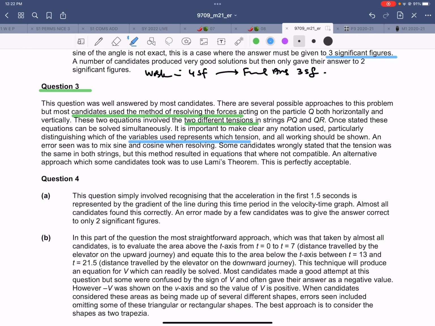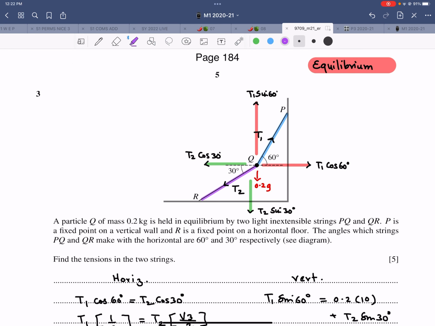All working should be shown. Error was seen to mix sine and cosine while resolving. That's another issue. And some candidates wrongly stated that the tension was the same in both. An alternative approach was to use Lamy's theorem. We are not going to use Lamy's theorem. That is for 3 forces and that is an application of the sine rule. I never taught you that. We won't be using that. This is perfectly acceptable.